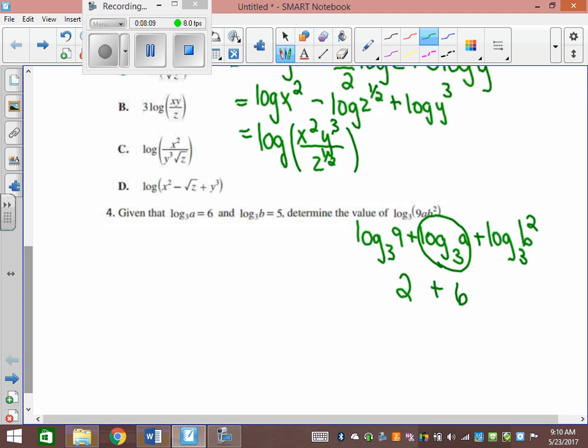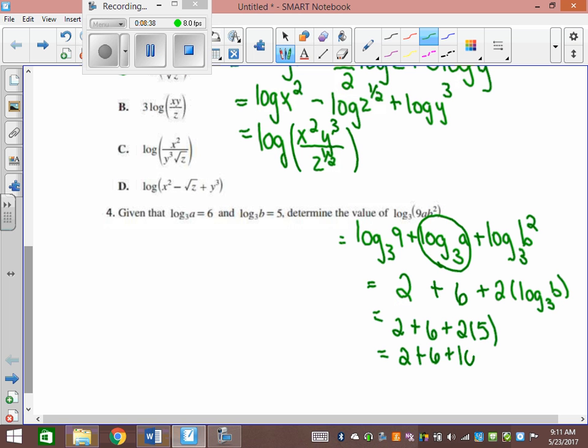You don't want to leave it as the exponent because then people do 5 squared. It's not 5 squared. Okay? That answer will be there also if it's a multiple choice. They'll assume you're going to do 5 squared. You have to move that 2 to the front. When you move the 2 to the front, then you have 2 times log base 3 of b. So you're going to have 2 plus 6 plus 2 times 5, which is 2 plus 6 plus 10, which is 18.